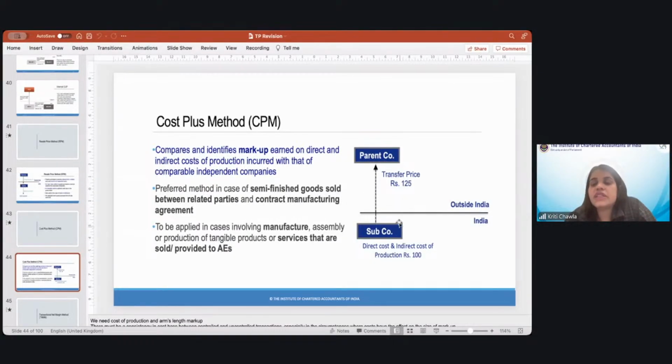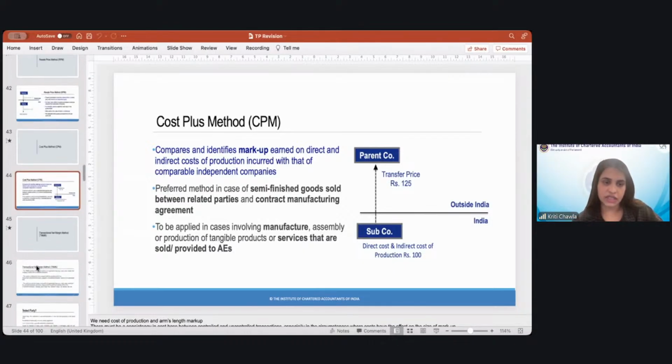Now you need to justify that this 125 rupees is at arm's length because this is the controlled transaction. How will you justify that? Well, if you justify that the 25% margin which is made by the subsidiary company at gross level is at arm's length. How will you do that? Well, you need to find out other independent parties who are also doing the same, who are also incurring similar type of gross profit. That is where you will be able to justify that.